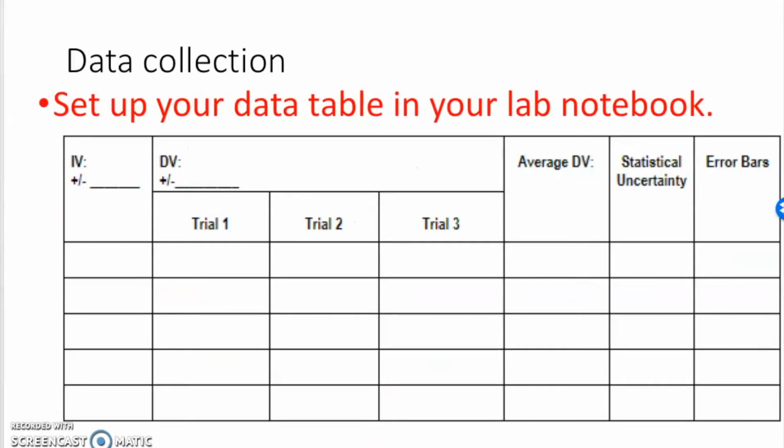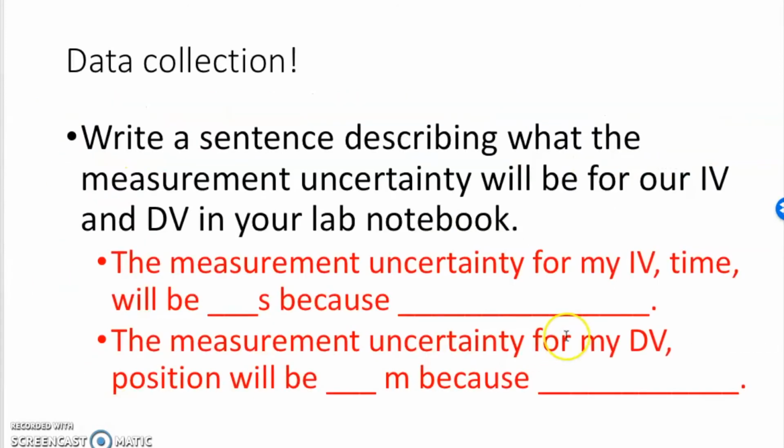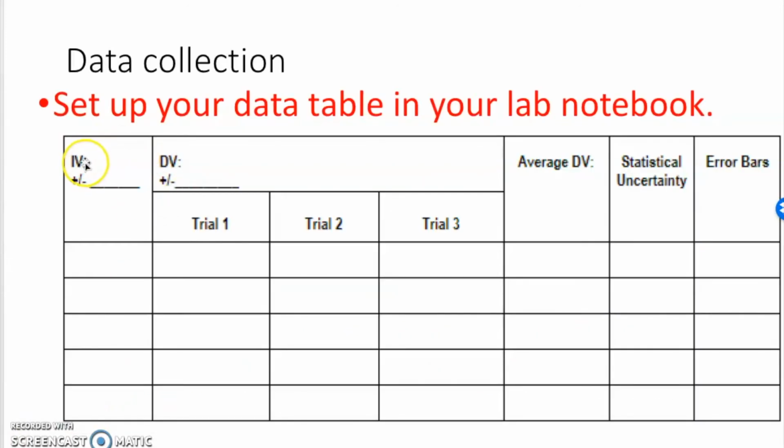Okay, so then you want to go ahead and set up your data collection. Setting up your data table. Notice I have not set this up for you. You need to write in independent variable. What is your independent variable? Well, I actually just told you it was time. So like you'll say IV colon time. You'll write down your plus or minus. That's your measurement uncertainty. Record your dependent variable position. Again, measurement uncertainty. You want little parentheses here that will tell you what units the position is being measured in, what units the time is being measured in, and then you can go ahead and start collecting your data.